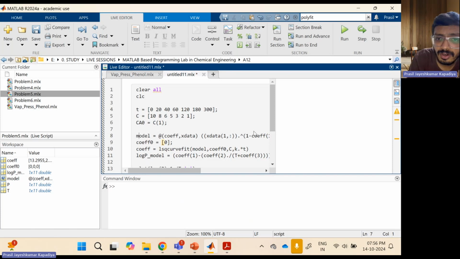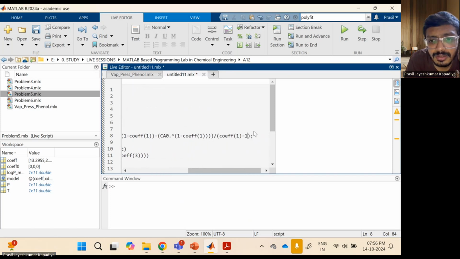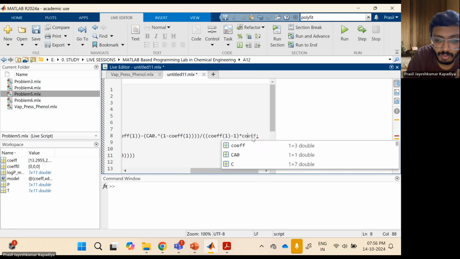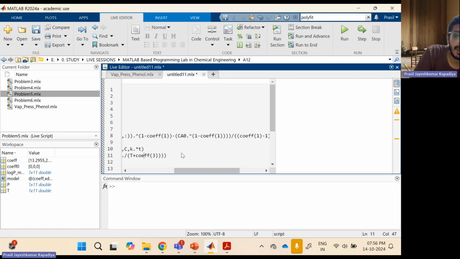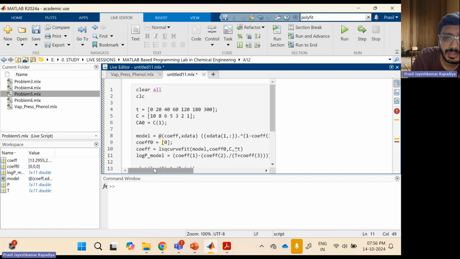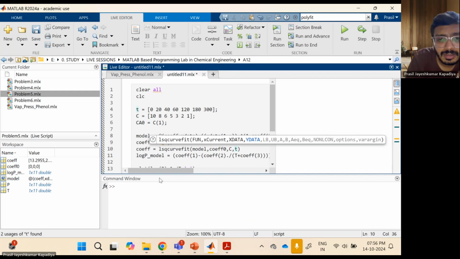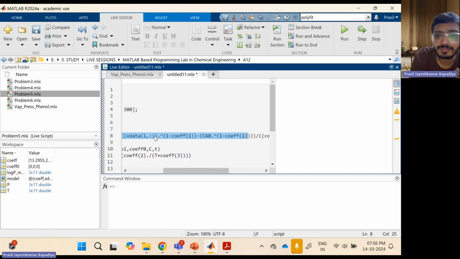Write it as coefficient n minus 1 into coefficient of 2. Okay. And here on y-axis, we'll just fix time. Okay. So let's see what we are getting. Yeah, this is correct. And I want to plot it. So I will just copy this equation.